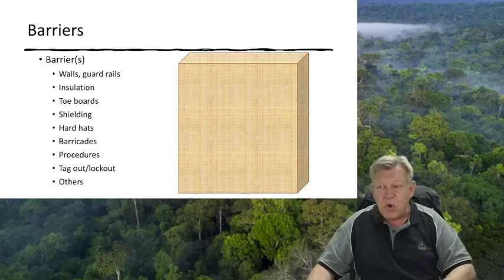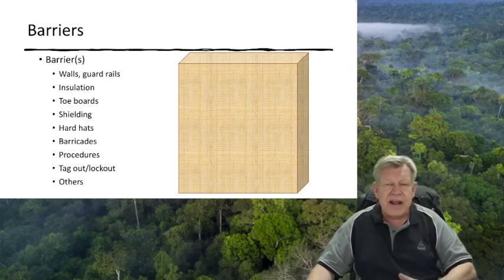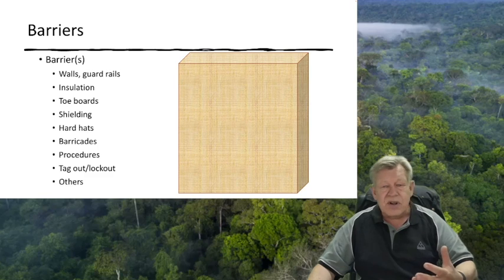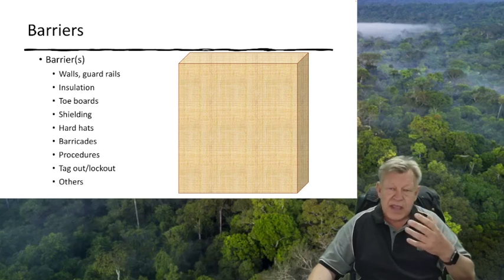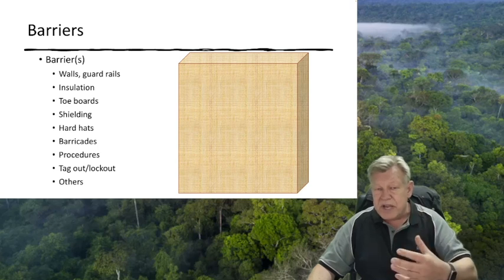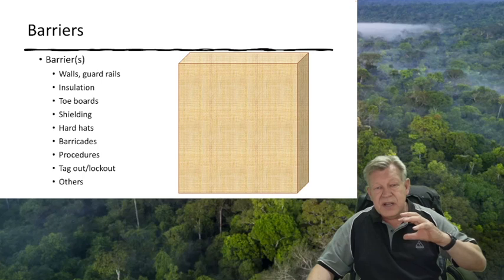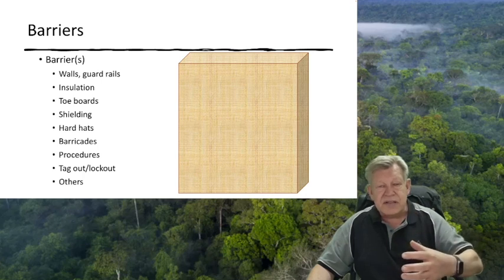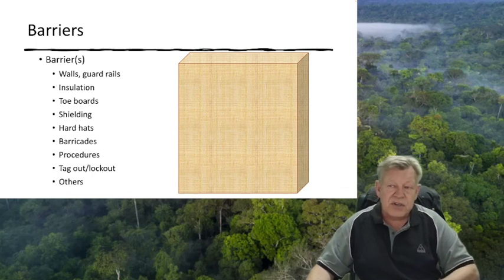Barriers are all kinds of walls, guardrails, insulation, toe boards, shielding, hard hats, barricades. And then I've got controls, which are not physical barriers, but things like procedures, training, tag out, lockout, behavior observations, inspections. Those are control measures. They don't physically stop the hazard, but what we do is we try and control the circumstances and the conditions so that the energy does not get transferred to a target.